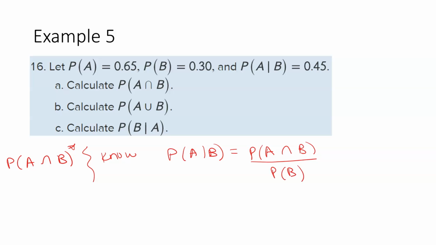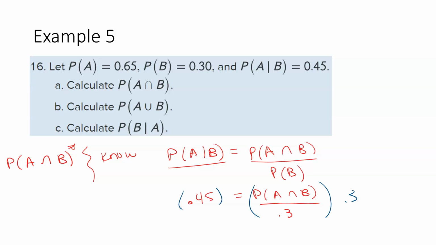So let's plug these in for a second. We know that the probability of A given B is 0.45. We don't know this, but we want to know that. And we know the probability of B is 0.3. So we can just multiply both sides by 0.3 and get our intersection. When we multiply both sides by 0.3, we get 0.45 times 0.3, which is 0.135. So this is equal to 0.135.